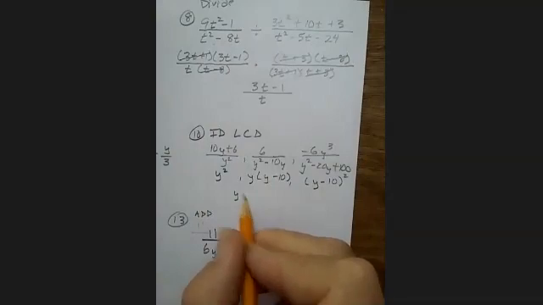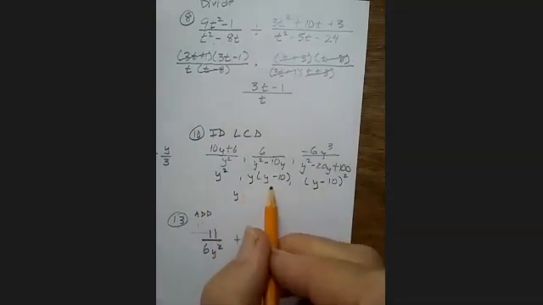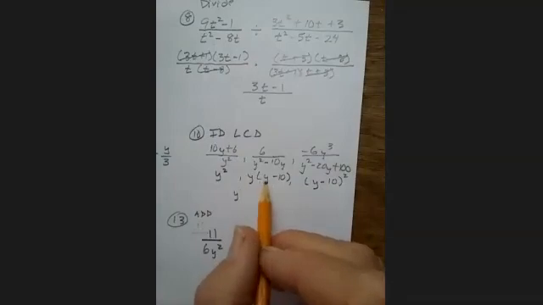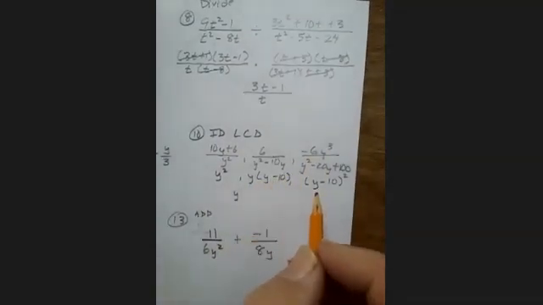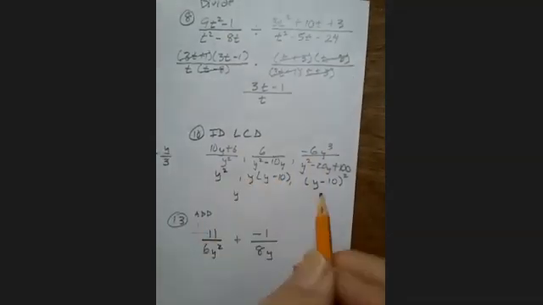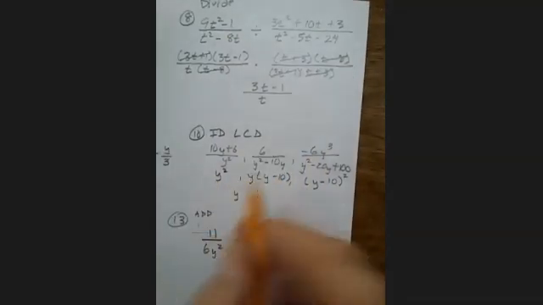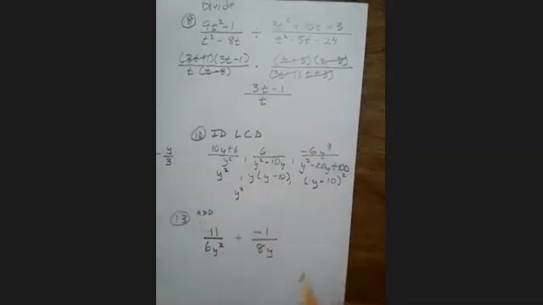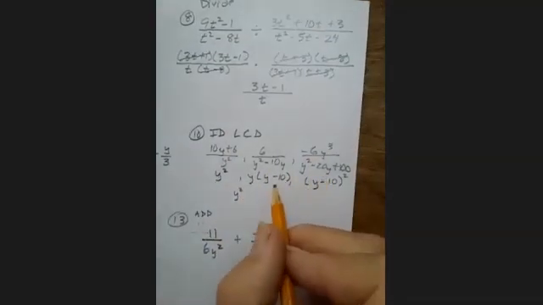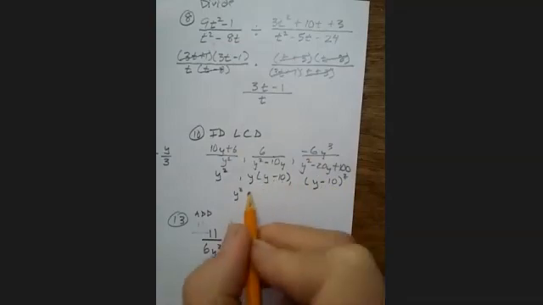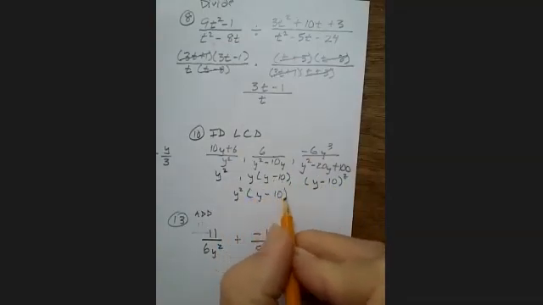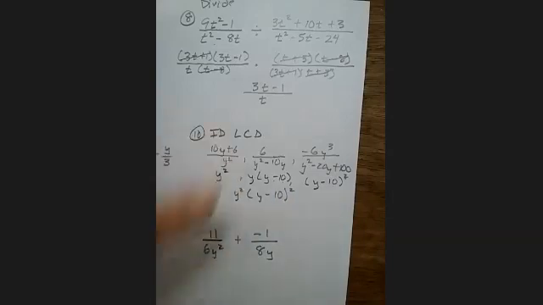But remember, when you're looking for the LCD, you're looking for the highest exponent. So when you're looking at y and y squared, the one with the highest exponent is this, so this is y squared. Just wanted to explain if you didn't remember. And then I've got y minus 10, and I've got y minus 10 squared. So I'm going to use y minus 10 squared, because everything will go into that, right? And that's your LCD.